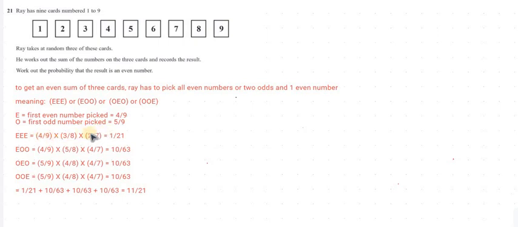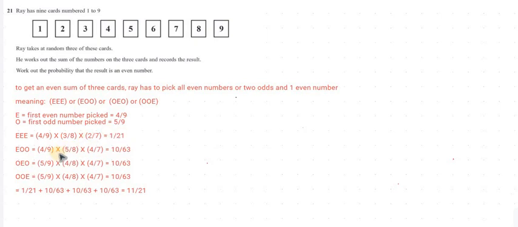Multiply that together, because it's an even number and an even number, that's 1/21. An even, odd, and odd. 4/9. Now you've picked one card, the number of cards is down to 8, but the odd numbers are still 5.